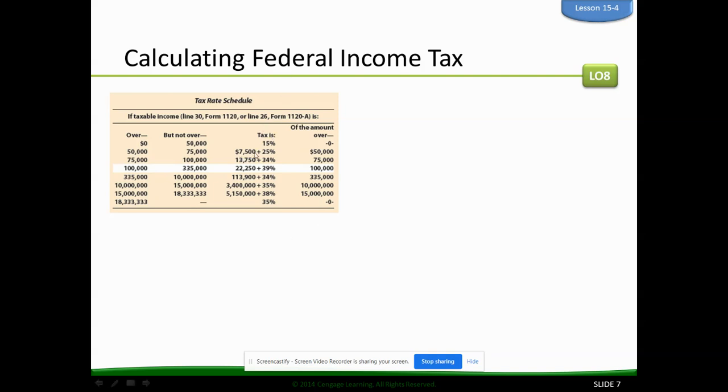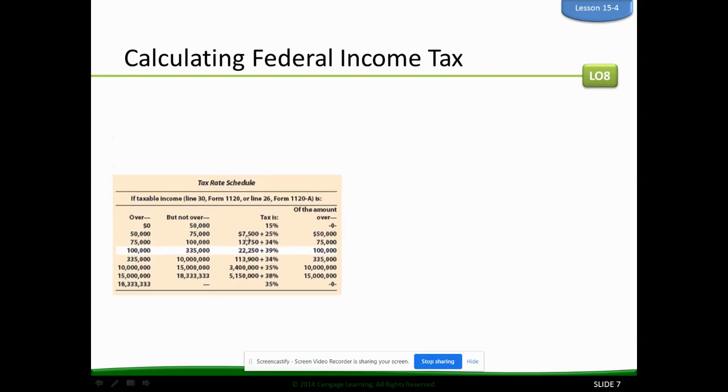Now, if you look here, like the $7,500, you get that by taking 50,000 times 15%. So you're including those taxes, and then you're going to pay 25% on $50,000 to $75,000 in income. If you're higher than that, then your totals would be $13,750 plus 34% taxes on $75,000 to $100,000.